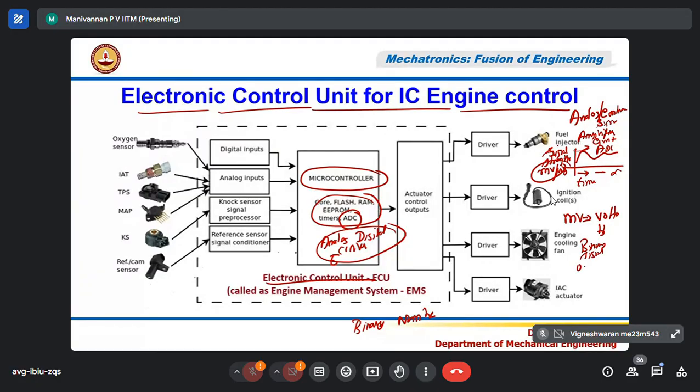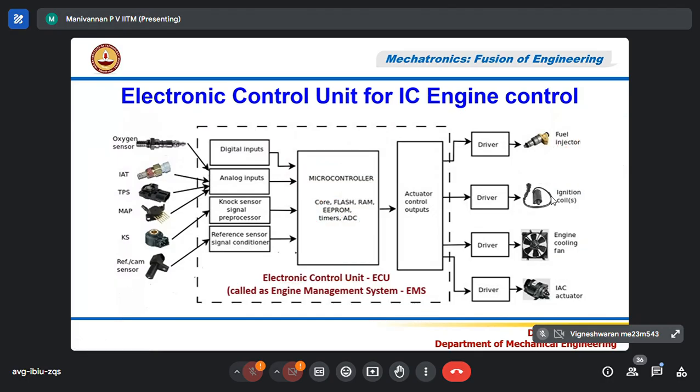Binary signal means it will consist of zeros and ones, 1 0 1 0 1 0. This is called a binary number. So it also represents 0 volts or 5 volts. They call it a digital signal. This signal only the microcontroller understands. So the job of the ADC is that. Okay, so you have a microcontroller or embedded controller, an ECU we call it.